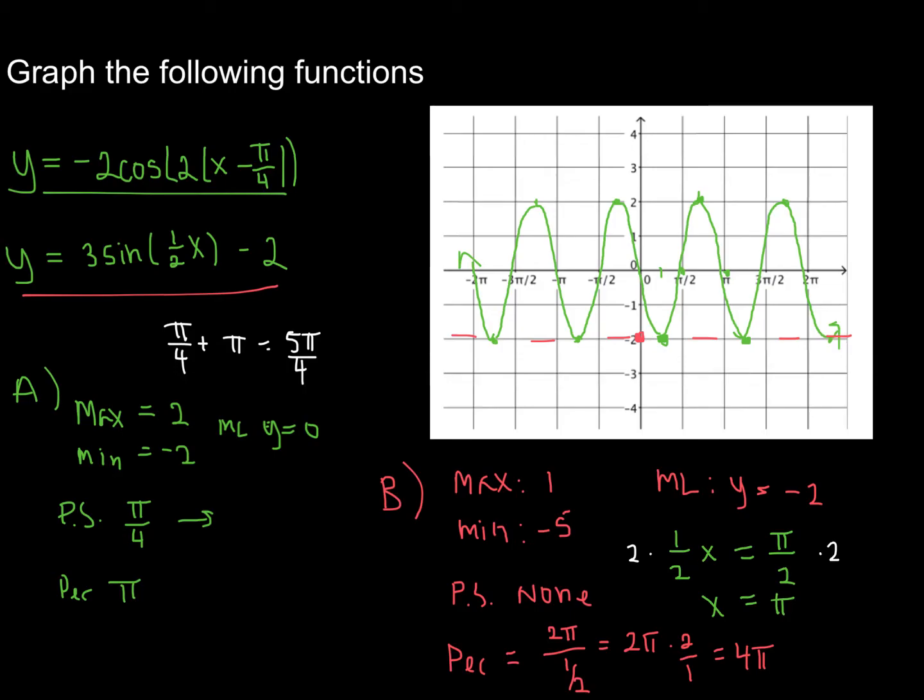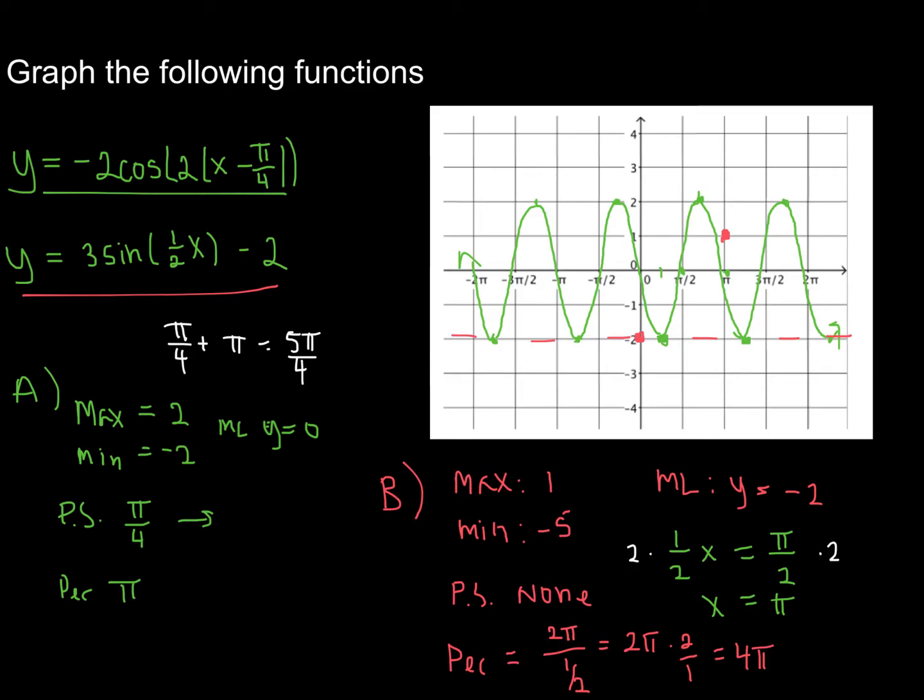And so you know that when you plug in an x value of pi, you're going to get a maximum value, which will be 3 plus -2, in other words, positive 1. So when you plug in pi, you'll have positive 1 here. Okay. And now you can look to complete your function using your period.